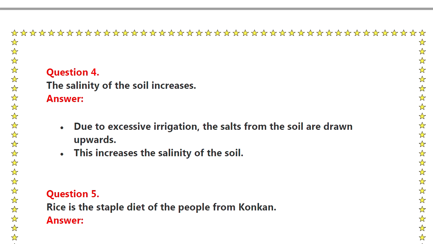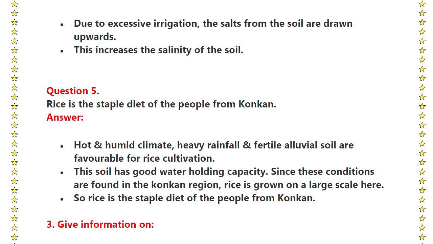Next is question number 5. Rice is the staple diet of the people from Konkan. Answer. Hot and humid climate, heavy rainfall and fertile alluvial soil are favorable for rice cultivation. This soil has a good water holding capacity. Since these conditions are found in the Konkan region, rice is grown on a large scale here. So, rice is the staple diet of the people from Konkan.